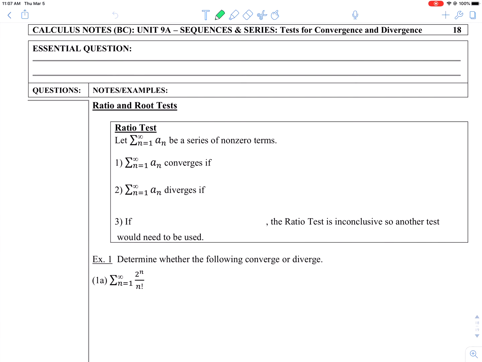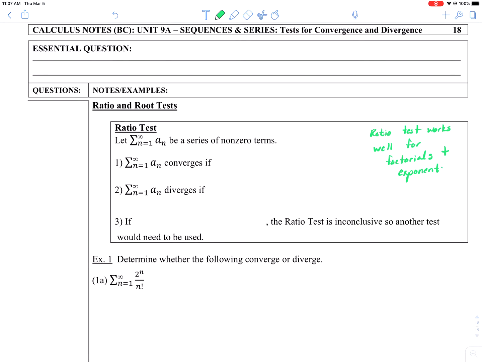The last two tests that we have to talk about are the ratio and root tests. The ratio test is something that you're going to see quite a bit of moving forward, mainly because we really like to use this whenever we work with factorials and exponentials. The ratio test works well for factorials and exponentials, and we're going to see a lot of factorials when we start using series. So that's why we tend to use the ratio test.